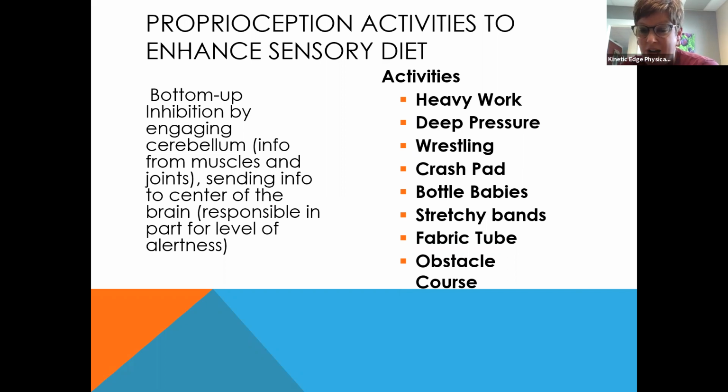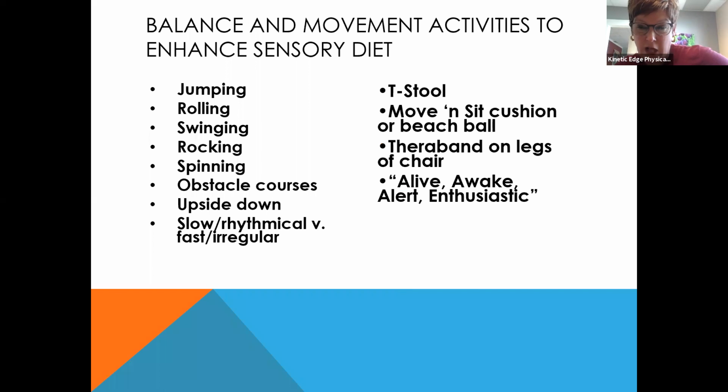Stretchy bands, so exercise tubing can be helpful. Fabric tunnels, so using Lycra, making a tunnel, letting kids crawl through it, all fun sensory activities. Sorry, I'm kind of flying through this, but I want to be respectful of time and give us an opportunity for questions. So balance and movement activities, can't emphasize this enough.